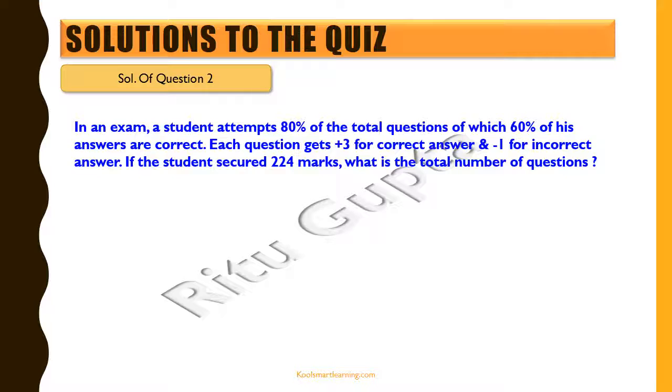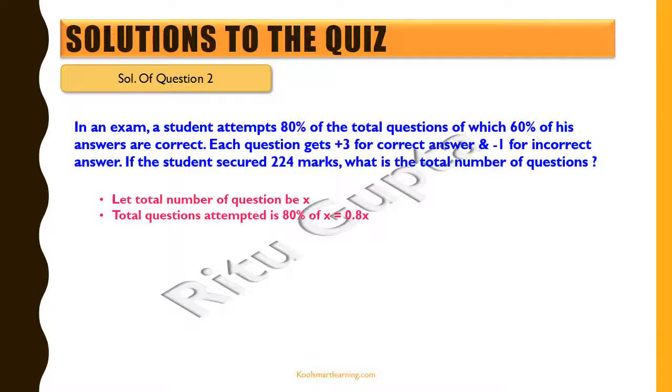The question says that in an exam, a student attempts 80% of the total questions, of which 60% of his answers are correct. Each question gets plus 3 for correct answer and minus 1 for the incorrect answer. If the student secured 225 marks, what is the total number of questions? So since we have to find the total number of questions, let's assume that to be x.